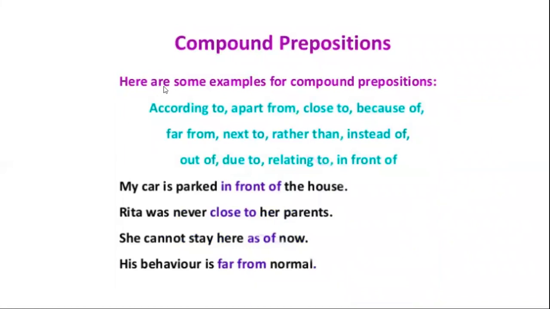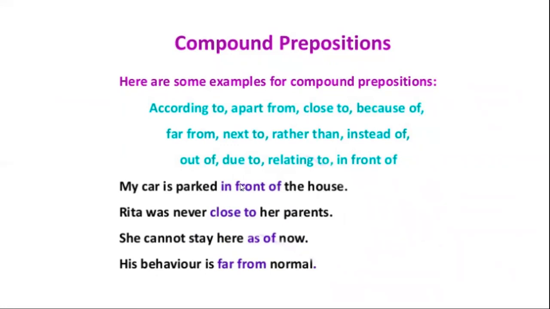Here are some examples for compound prepositions: according to, apart from, close to, because of, far from, next to, rather than, instead of, out of, due to, relating to, in front of. So these are all called compound prepositions. For example, my car is parked in front of the house. So in front of the house, this is a compound preposition.